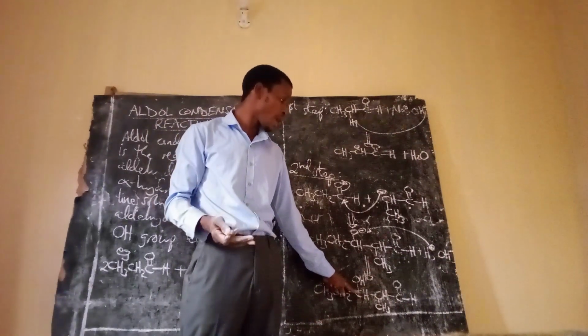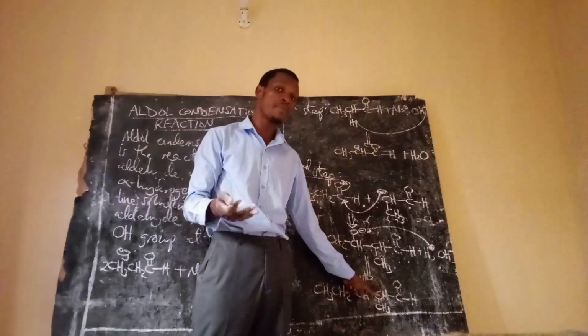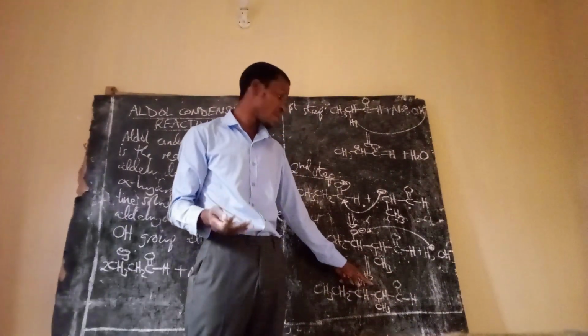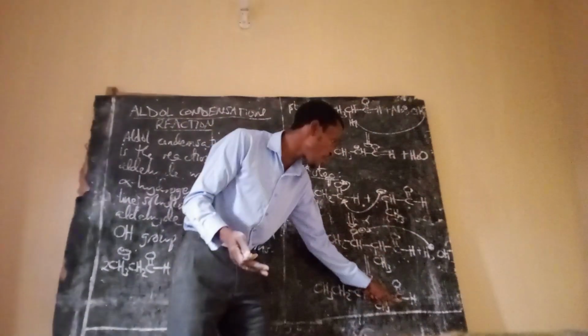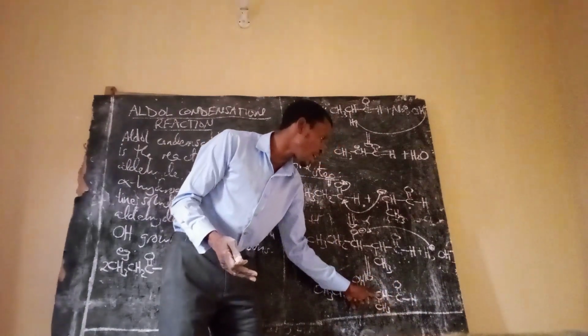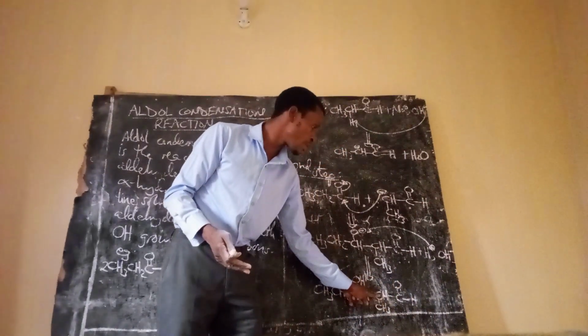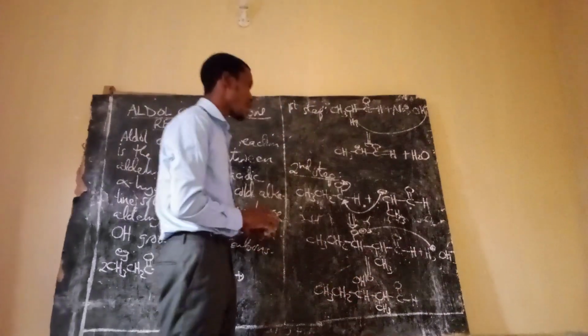What is the beta carbon atom? The beta carbon atom is the carbon atom next to the alpha carbon. And what is the alpha carbon? Alpha carbon is the carbon atom carrying the functional group. This is the functional group. Being the functional group, it is attached to this carbon atom, so this carbon atom is the alpha carbon atom.